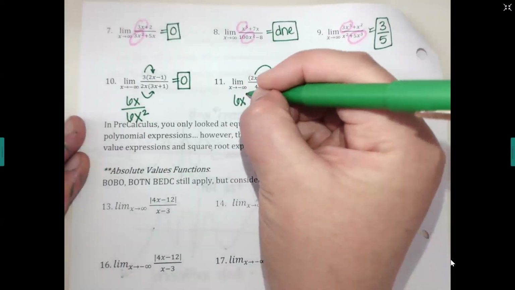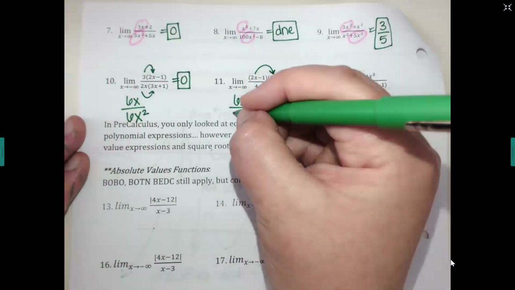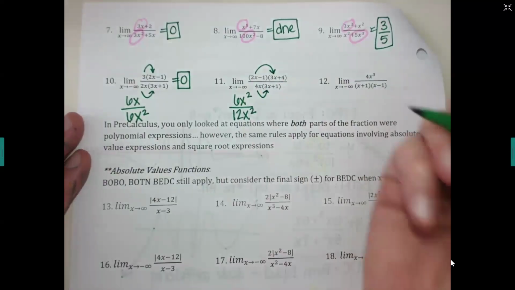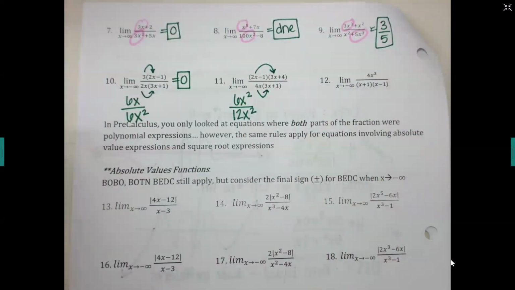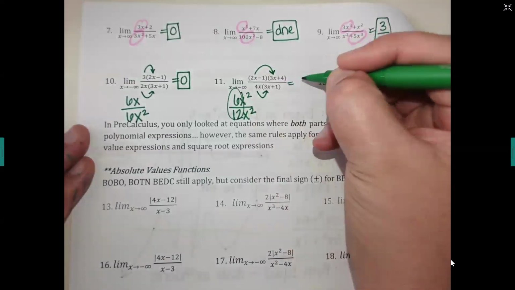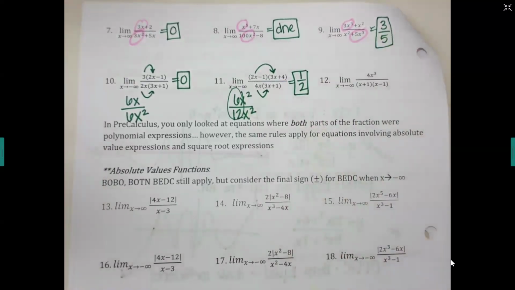6x what? Squared. On bottom, 4x times 3x is, and then x squared times x squared makes it a Bobo, Botten, or Betsy. Which means I'm going to divide those front numbers, 1/2. Now 6/12 is correct. Okay, but Delta Math will count it wrong because it's not simplified. Okay. All right, last one like that.